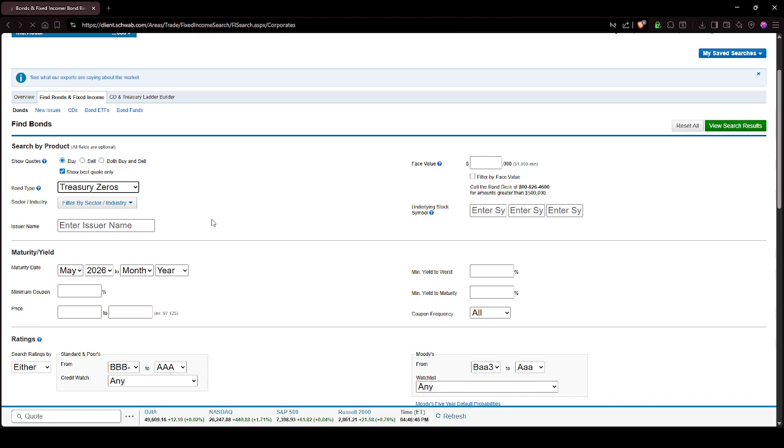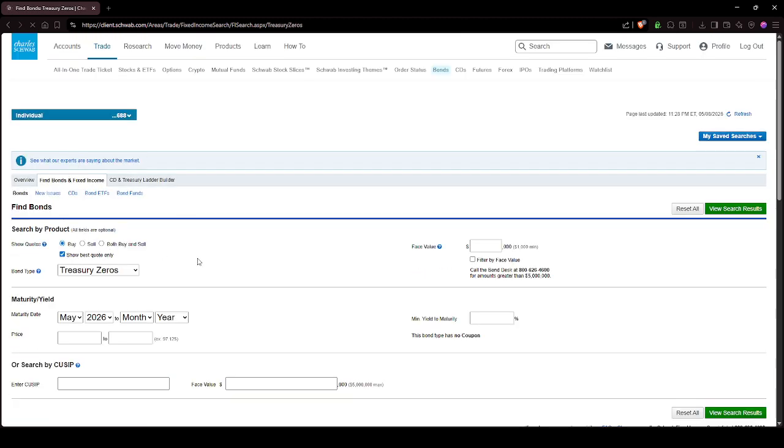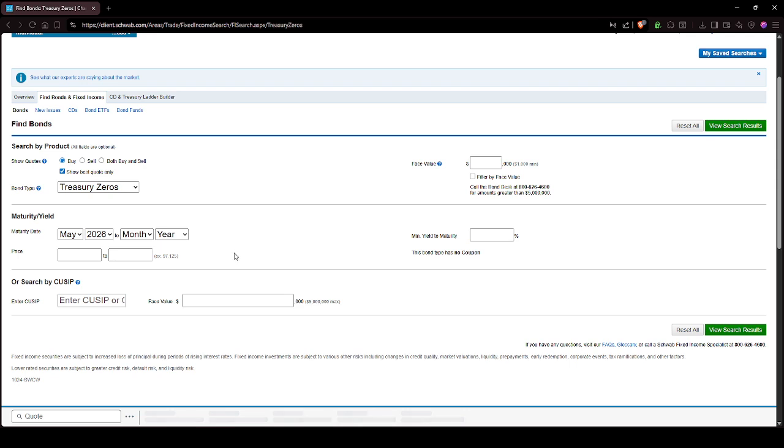After you have completed your purchase, you can monitor your bond investments through your Schwab account. It is advisable to periodically review your portfolio and stay informed about any market changes that may impact your investments. With those steps, you should be able to successfully buy bonds through Schwab.